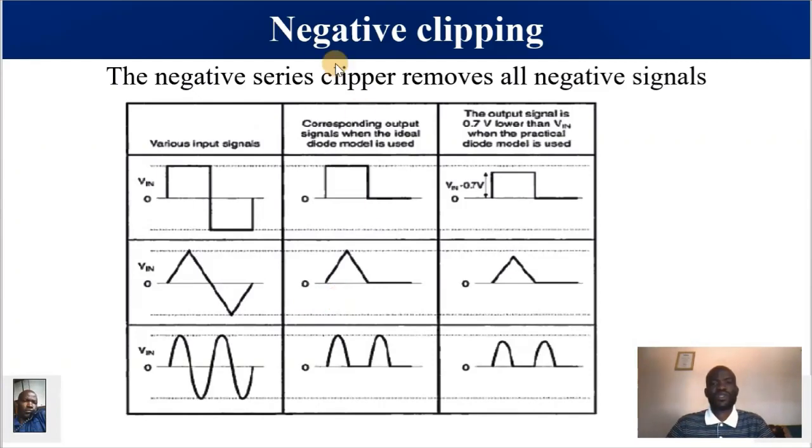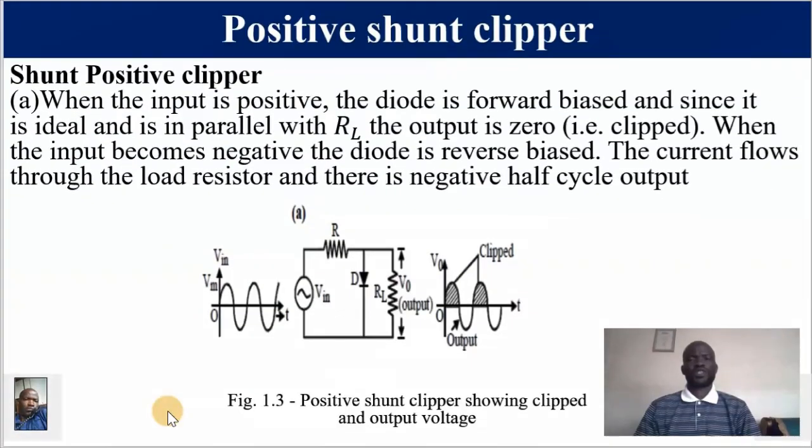There's no need to repeat this for a positive clipper. It will do the opposite. In other words, it will clip the positive and leave the negative half cycle undistorted. Positive shunt clipper, we are saying it clips off, it removes the positive half cycle of the input and does not distort the negative half cycle. This is the positive half cycle of the input, this is the negative half cycle of the input. So these are the ones that are not distorted, and these are the ones that are removed as shown. These are the clipped parts.